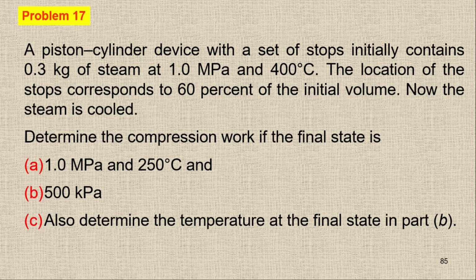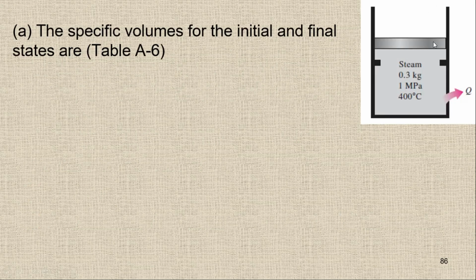So how can we solve this one? This is the case. We have the piston cylinder device. So this is the piston, and we have the cylinder like this one. Initially, this piston is somewhere here, and we have the initial volume, which is this one. Now when this piston is going downward, we have this stop here. So these stops will stop this piston, and the minimum volume that we can get is 60% of the initial volume.